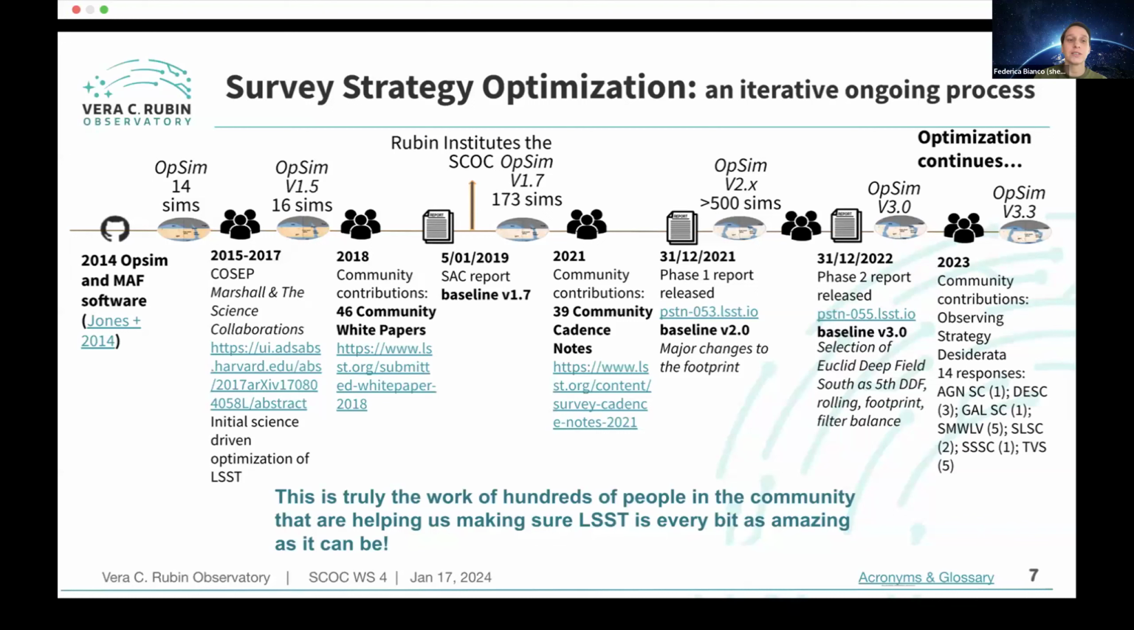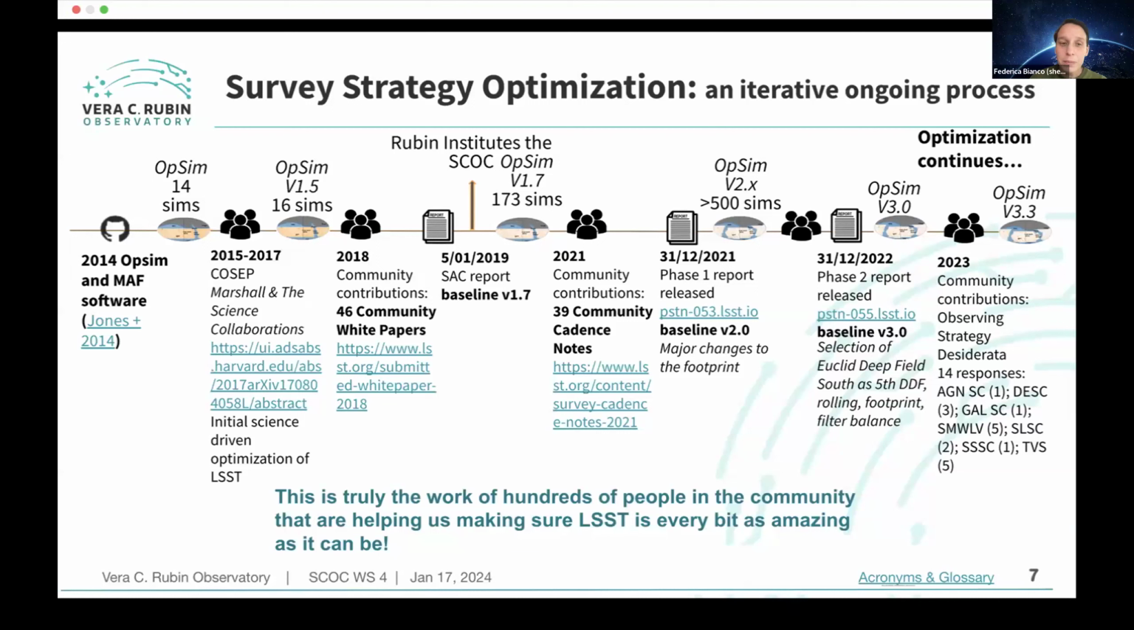Every time you see an icon that shows people, that is a community contribution, an official point in time where the community was able to convene or share their impressions, their thoughts, their desires for the observing strategy with Rubin and with the survey strategy team. You also see the number of simulations growing significantly. We started with 14 simulations when the first point of interaction with the community was established. This was the creation of a live document that we now call the COSEP in 2015, led by Phil Marshall. And then we produced more simulations.